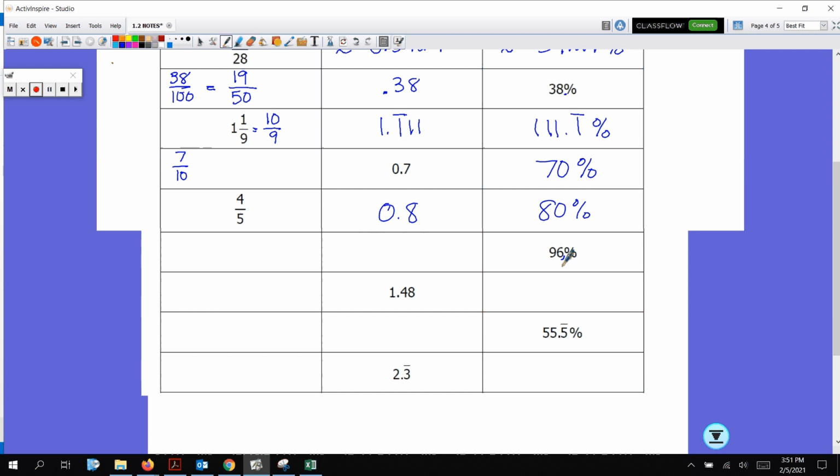96%, remember we're going to go 2 places. So it's going to give me 0.96, 96 100ths, right? Because I'm at the second decimal place. So 96 over 100, and then we reduce. What does 96 over 100 reduce to? I think they have a common factor of 4, right? If you divide top and bottom by 4, that gives you 24 over 25.